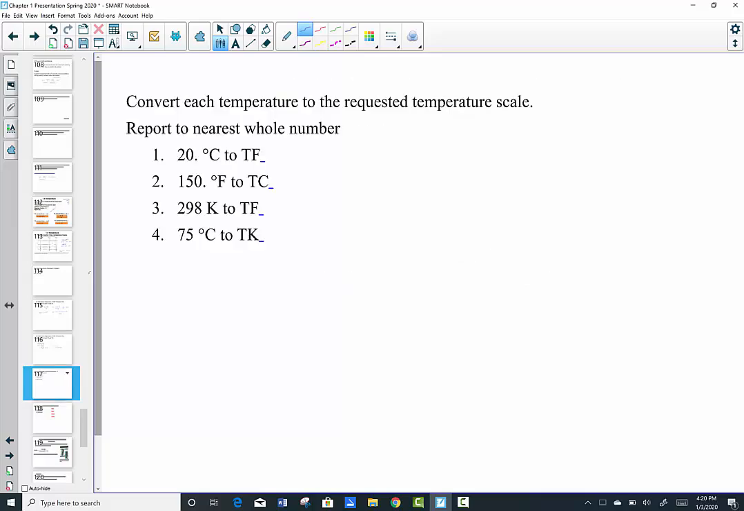You try some on your own, converting each temperature to the requested temperature scale, round to the nearest whole number, and then come back and check to see if we match. Let's try them out. Pause, don't cheat yourself. I'm always saying that, don't cheat yourself. Pause, do the work, and come back.